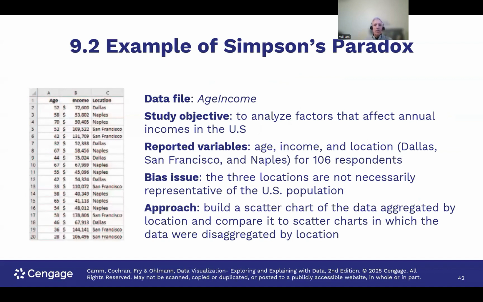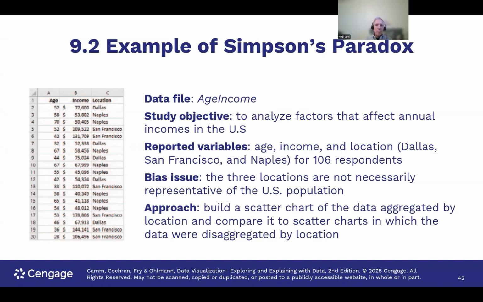So Simpson's paradox: there's a data file in your book, 9.2, called Angel Income. In this recording, I'm not going to do this work. You can do this work, and I might recommend that you do, to demonstrate this. What we did was use Excel. We built a scatter diagram of the location and compared it to the scatter charts where they were aggregated and where they weren't.